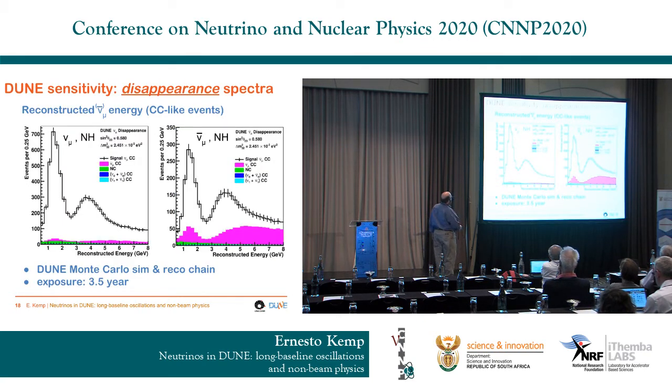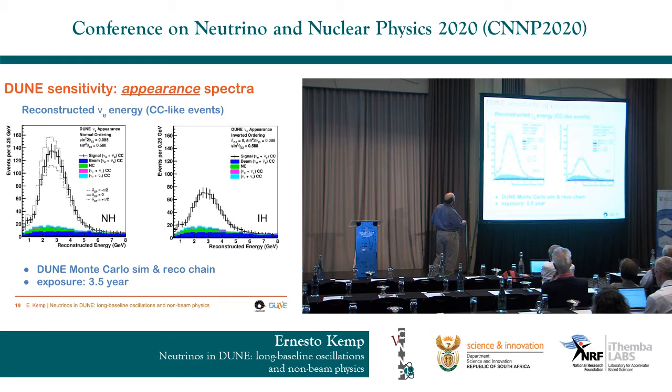So this is a plot that shows you a complete Monte Carlo simulation and reconstruction chain for normal hierarchy, particle and antiparticle in the disappearance spectra. There are different behaviors. So here you can see some of the important backgrounds that you should take into account. And this is the same, but for the appearance spectra and normal and inverted hierarchy. And these are the possible extreme values of delta CP violation.